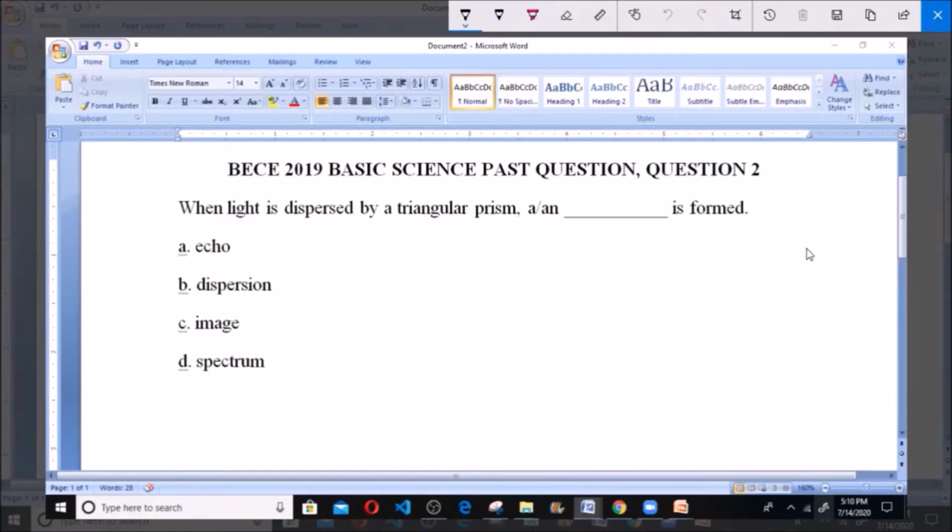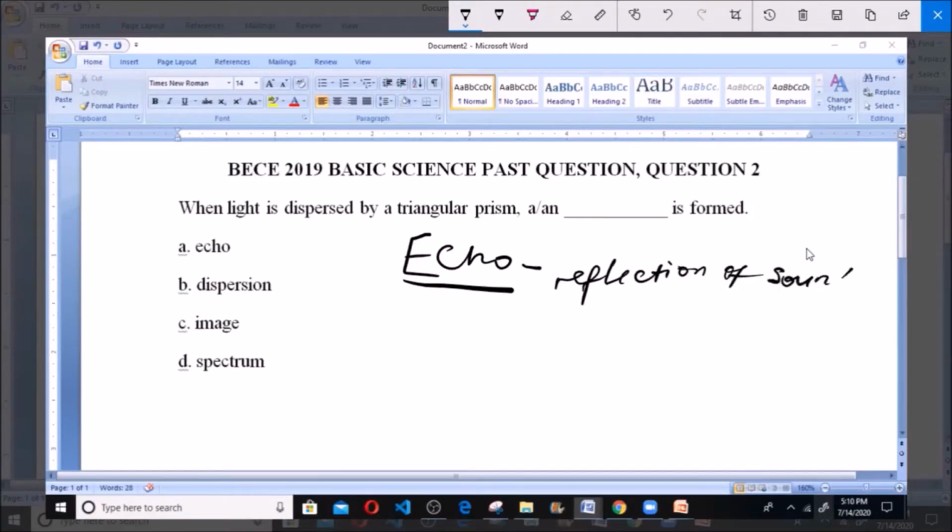Now echo. Echo simply means the reflection of sound. That's what echo means, to reflect sound. Then B says dispersion. Dispersion means to scatter. Dispersion means to scatter lights. That's what dispersion means.